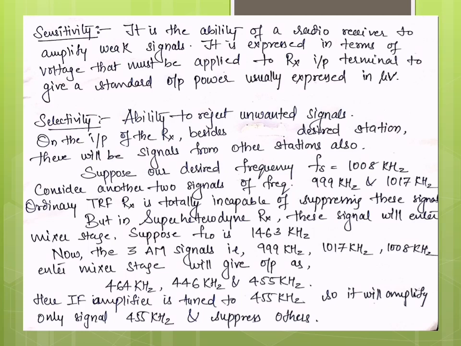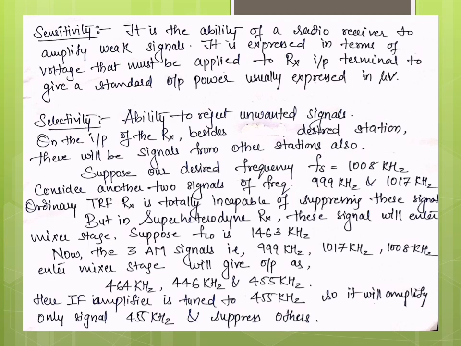Next is selectivity, the ability to reject the unwanted signal. It should take only the wanted signal. The RF amplifier should take only the wanted signal and reject all other unwanted signals. On the input of the receiver, besides the desired station, there will be signals from other stations also. That means there are lots of signals there.